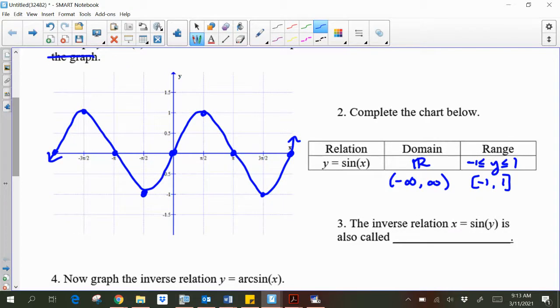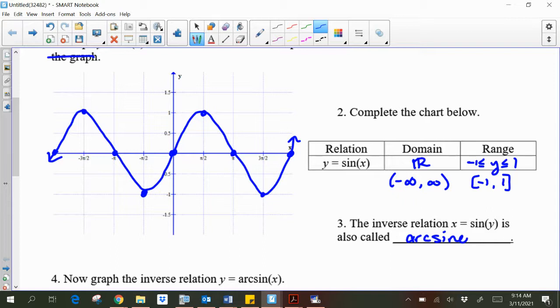You guys talked a bit about inverses in Algebra 2. So when you do an inverse, you take the x's and y's and you interchange them, right? So if you do x equals sine of y, that is the inverse. And so that is arc sine. So we're going to go through and graph arc sine.